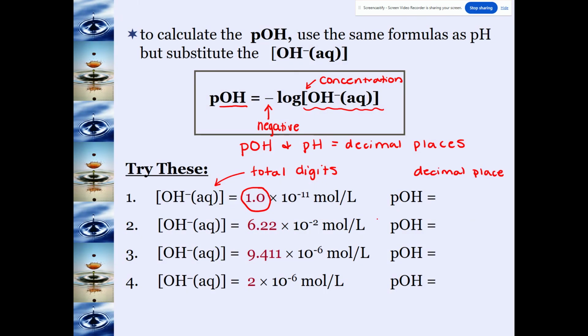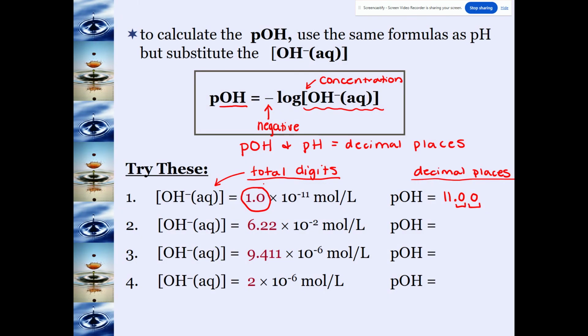So when I do this calculation, negative log 1.0 times 10 to the negative 11, we get an answer of 11, but there's no decimal places, and I need 2 decimal places to match the 2 total digits that were in my concentration. So I need to add 2 zeros to get my 2 decimal places to match my 2 total digits that were in the concentration. So decimal places equal total digits.